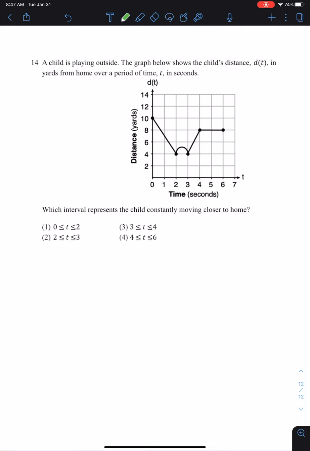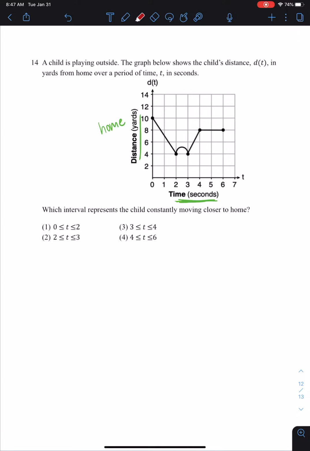So here, we can see that this is the distance in yards from home. So this is how far we are from home. And here is the time, like distance over time, right? So we want to see how long things have been happening. So we want to see when the child is constantly moving closer to home. So this means where the child's moving in a linear way on the way home.